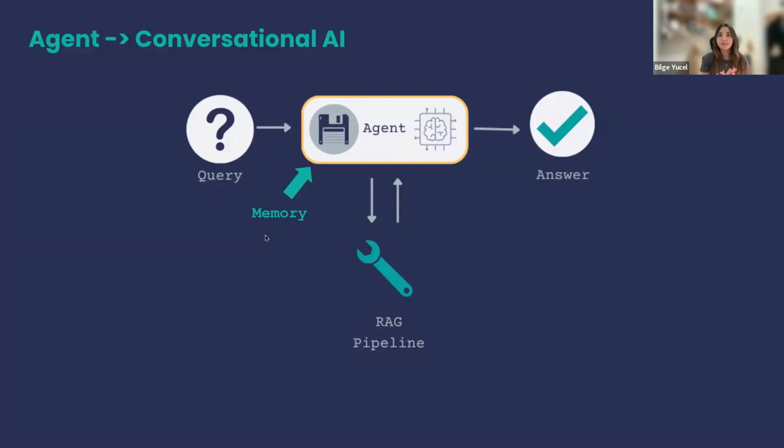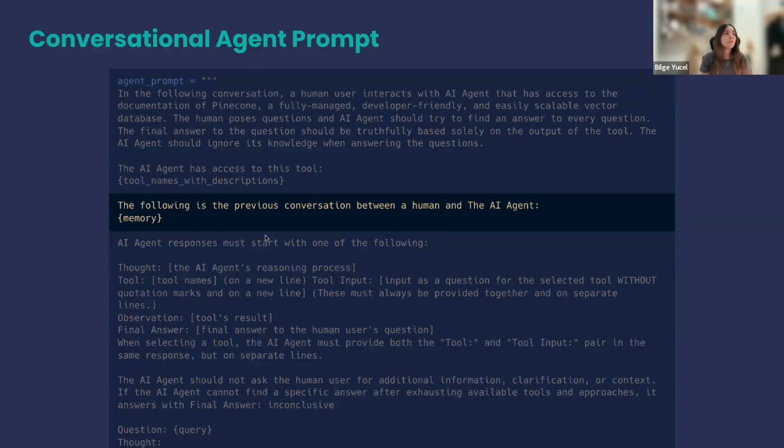Basically, everything is the same, but we are adding memory. To add memory, we need to make some changes, and I'm going to go through them in the next slide. First, in the prompt, the rest of the prompt can stay the same, but we need an extra line. We need to inform our LLM about the previous conversation. So we need another prompt variable in our prompt so that it will be filled with the conversation that we had with the AI agent.